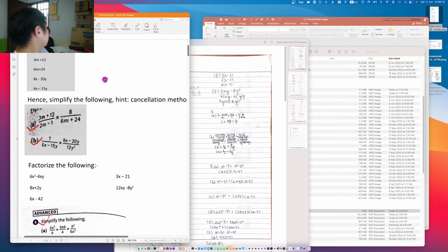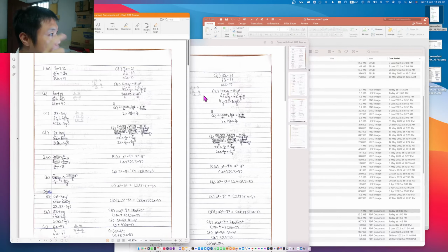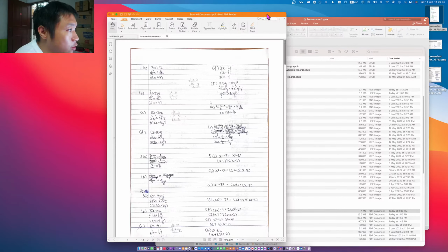Okay? So you just need to know that when you are asked to simplify the following, the step is always factorize, then cancellation method. What did I say? Factorize and cancellation. Very good. So let's look at your factorization first.